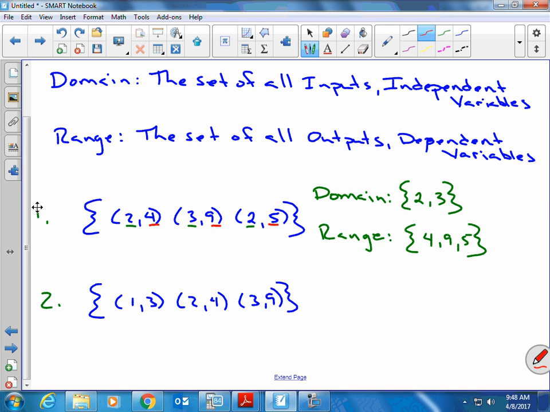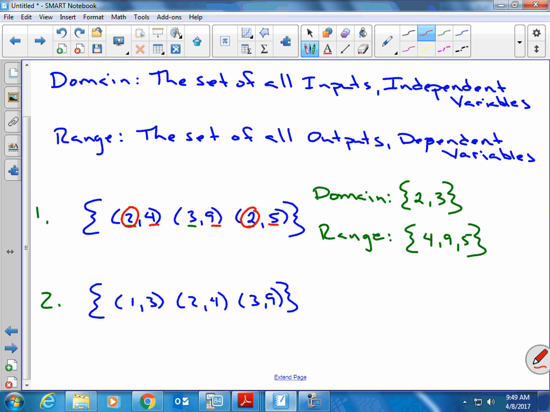Okay? This one is not a function. The number 2 goes to 2 different outputs. For every input, there is not only one output. In this case, the number 2 has 2 different outputs, so it's not a function.